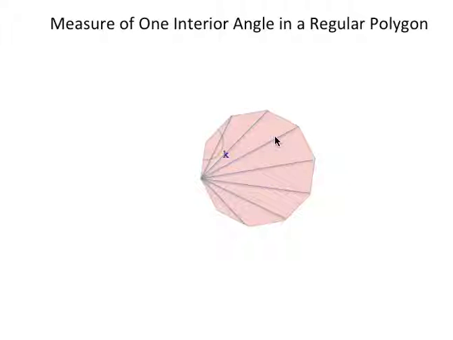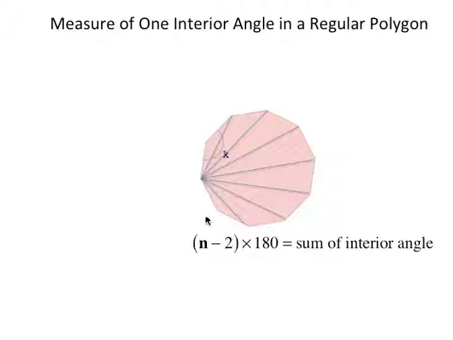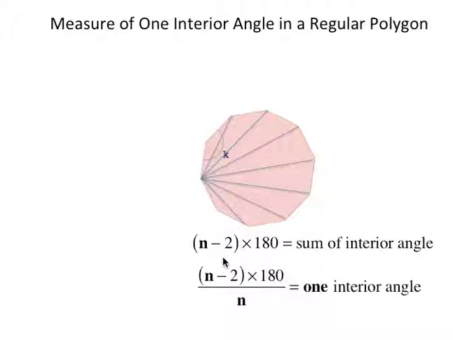Okay, so that gives us a nice formula: the sum of the interior angles is 2 less than the number of sides times 180, because you know that the sum of the angles in any triangle is 180 degrees. In this case, 8 times 180 is the sum of the interior angles. To figure out what one of these angles is, we divide by the number of angles, which happens to be the same as the number of sides, n. So (n minus 2) times 180 divided by n is one interior angle in a regular polygon.